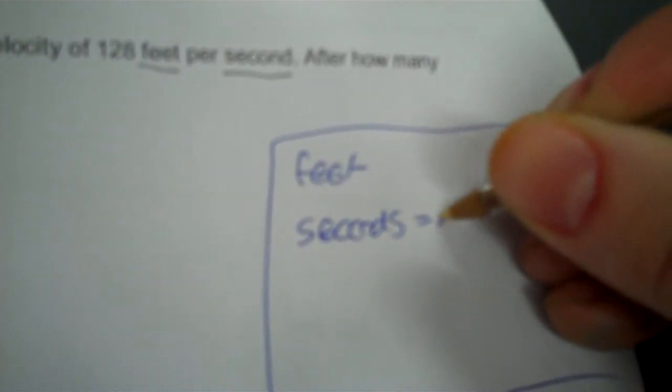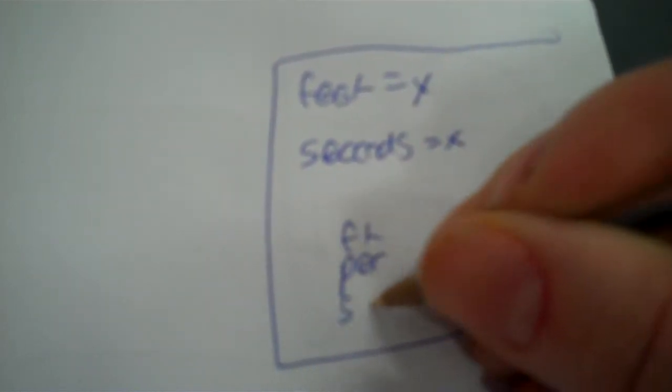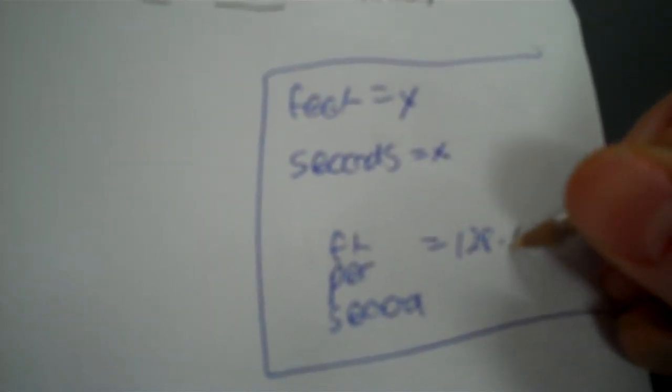Okay, last problem. A missile shot close to the ground with a velocity of 128 feet per second. After how many seconds does it land, hit its ground target? So this is the same thing, feet and seconds. So seconds is x, feet is y. So feet per second is 128 times x. Okay, it goes up and down. So you know that's gravity, so you need negative 16x to the second power.